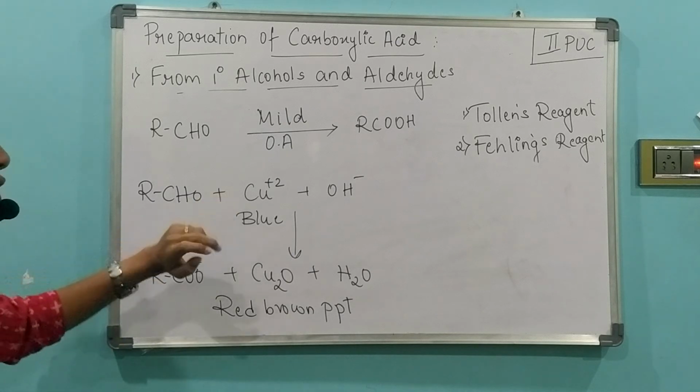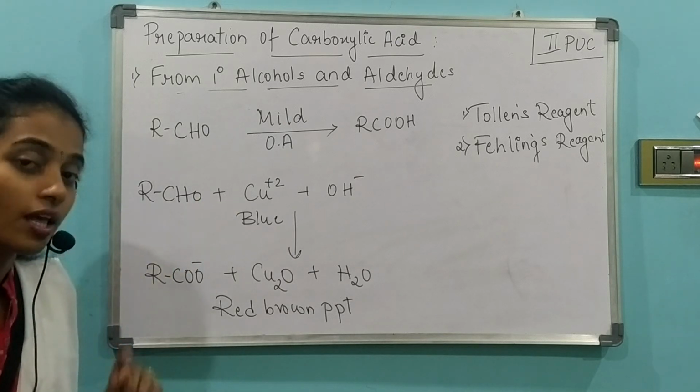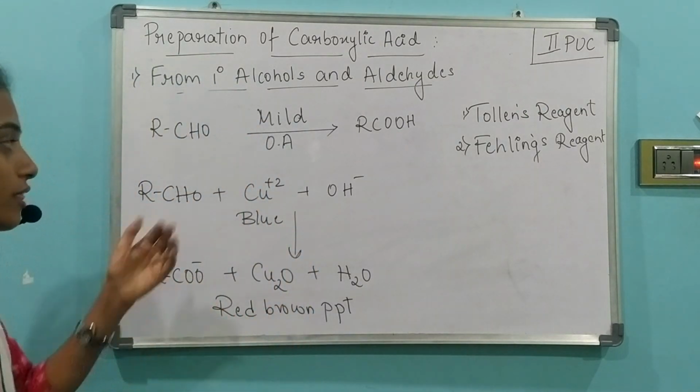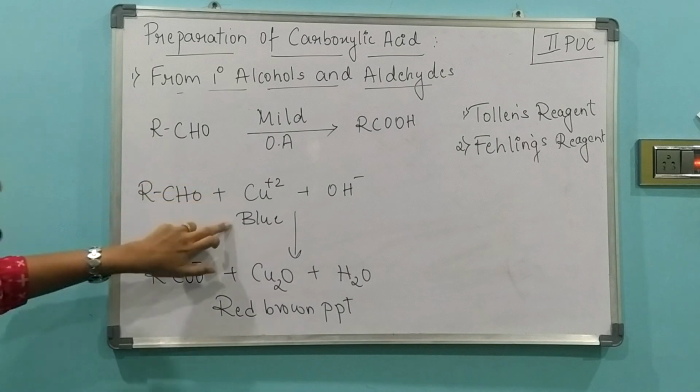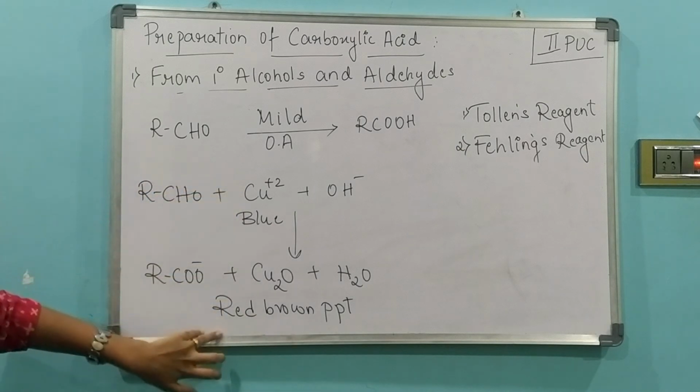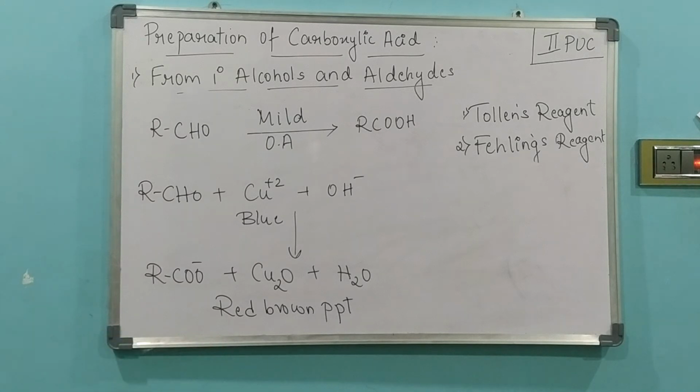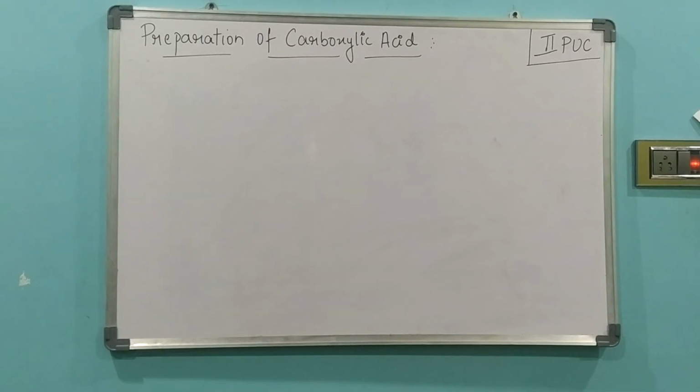Got it? Copper ion from the Fehling's reagent. That too in solution A we will be having the copper sulfate ions that will be converted. Copper ion which is blue in color is converted into red-brown PPT. I hope it is clear, and this is the first method from where we will be preparing the carboxylic acid starting from primary aldehydes and primary alcohols. First method of preparation of carboxylic acid.